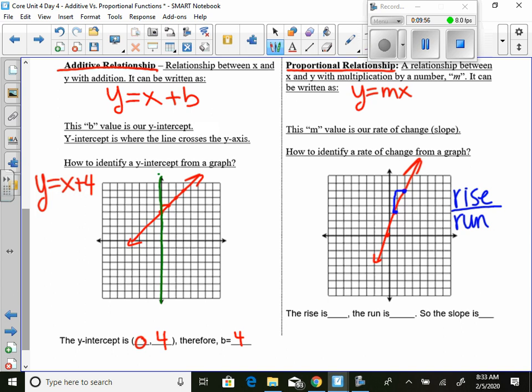The first thing I want to find is my rise. How far up did I go? I went up 1, 2, 3. So my rise is 3. And my run is how far over I went. So from one point to the next, I went over 1. Now my slope is originally going to be written as a fraction because I put rise over run. So I do 3 over 1, which can be simplified to just 3.